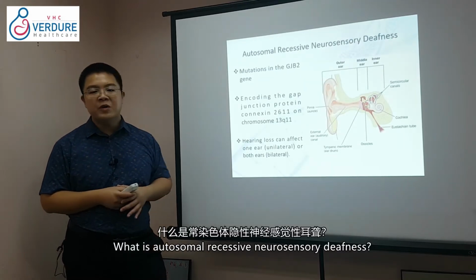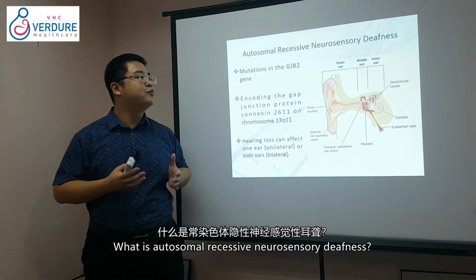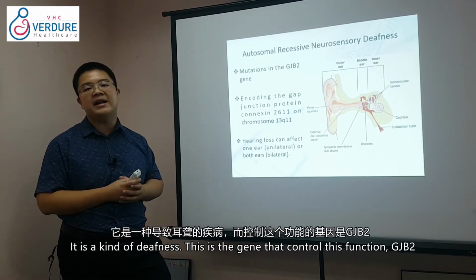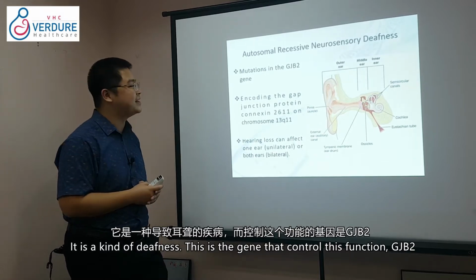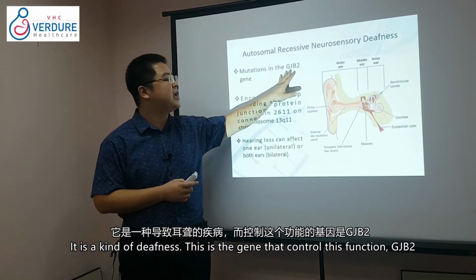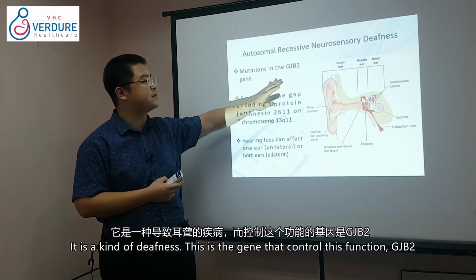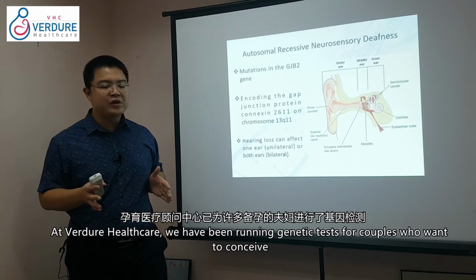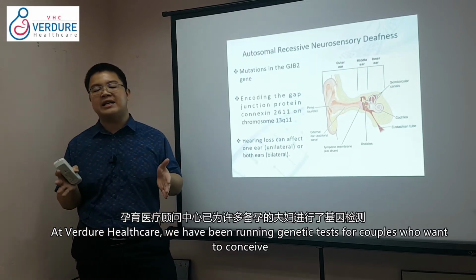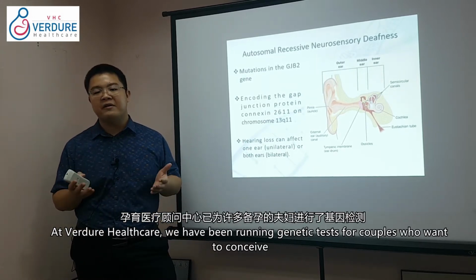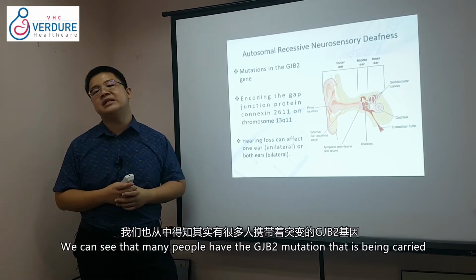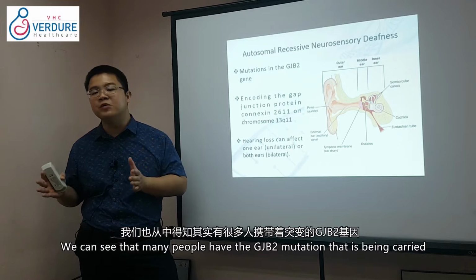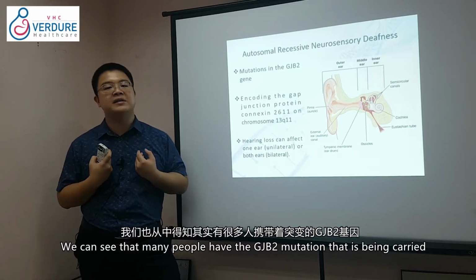Okay, so what is autosomal recessive neurosensory deafness? As you can judge by the name, it is a kind of deafness, all right? And this is the gene that controls this function. It's called GJB2. In fact, at Verdure Healthcare, we have been running genetic tests for many couples preparing to conceive, and we do see that many people carry GJB2 mutations, okay?